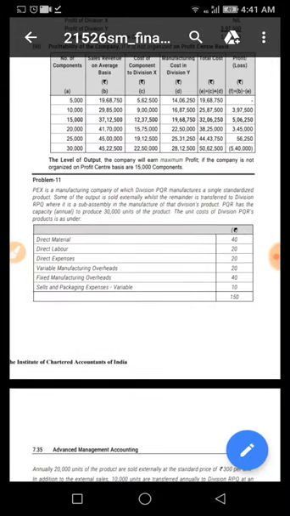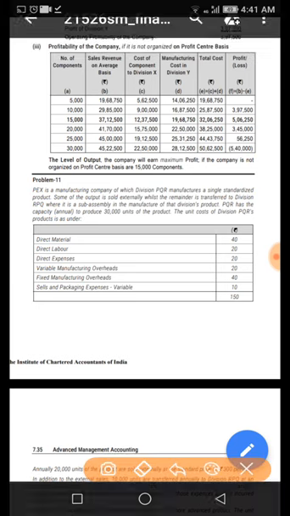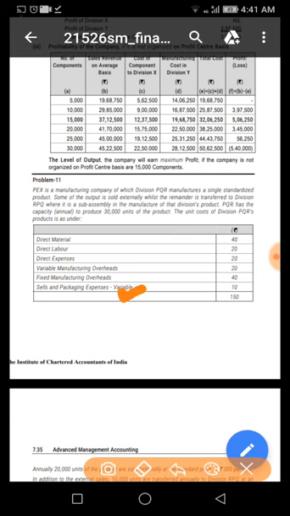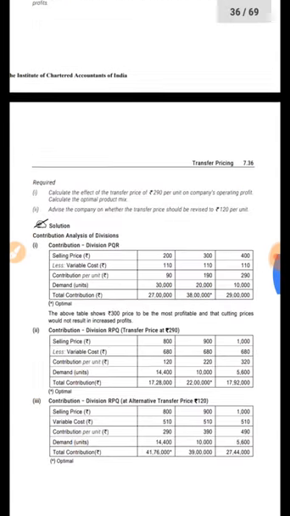This is the cost to the PQR division: 40 plus 20 plus 20 plus 20. Okay, because they are transferring internally, this 10 rupees of selling and packaging they are not incurring. That's why only 100 rupees is their variable cost. That's what they have taken here.